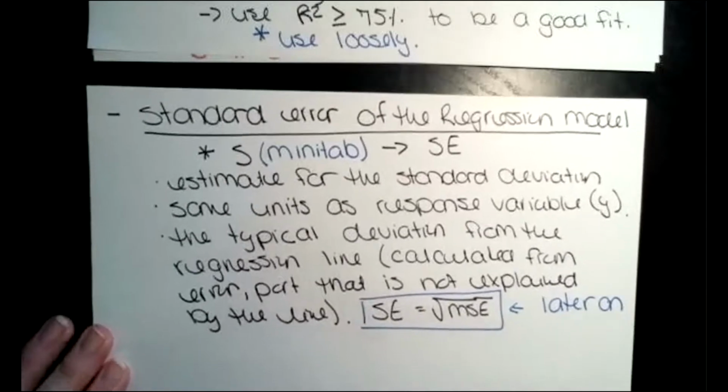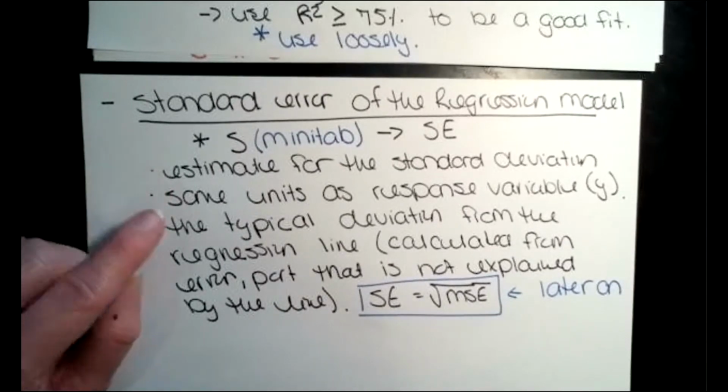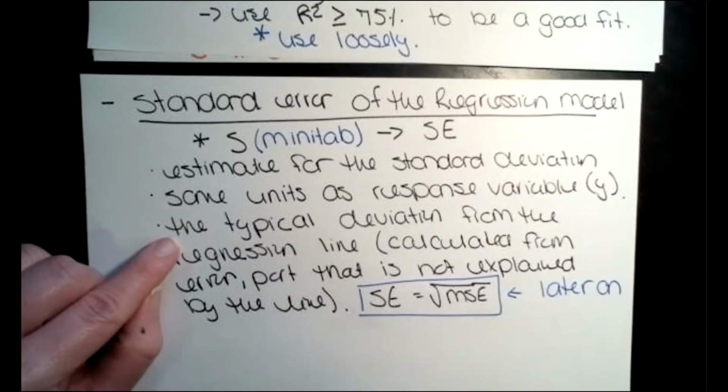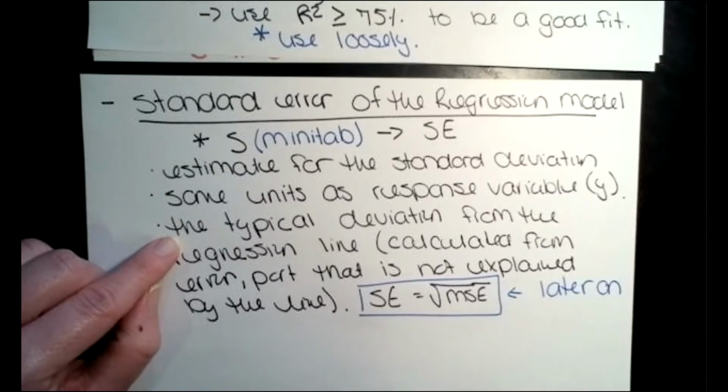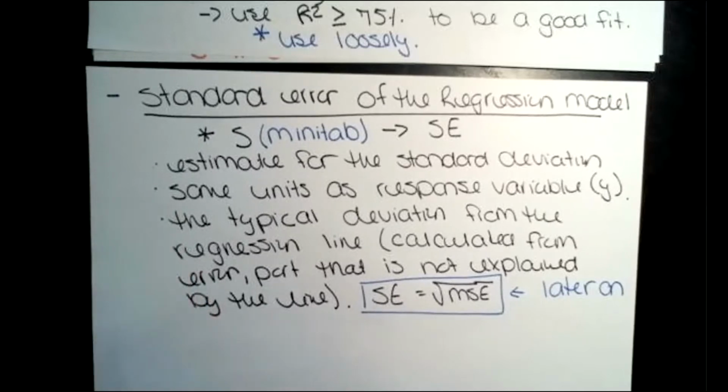Okay. So the standard error just estimates my standard deviation. That's what standard error always does for us. It's the same units as my Y variable, and it's telling me exactly what standard deviation tells me, that typical deviation from the regression line, right? And it's calculated using that error, okay? The part that's not explained by the line, okay?